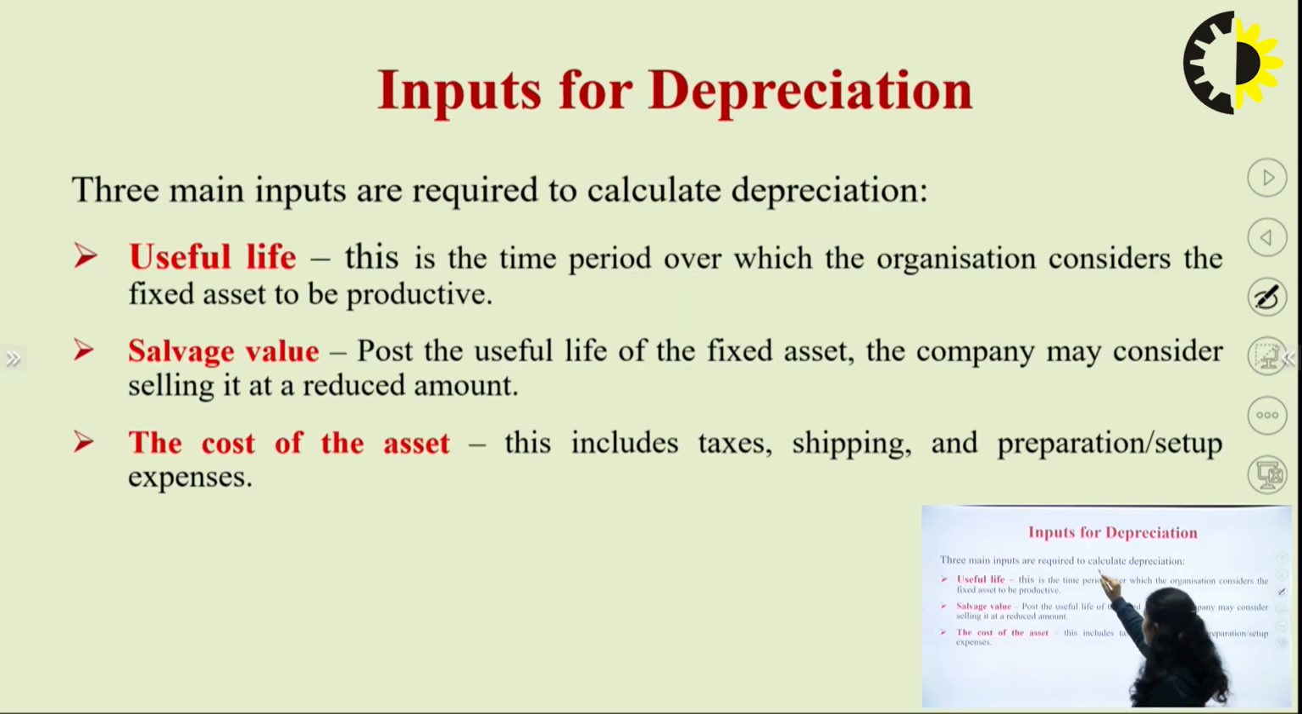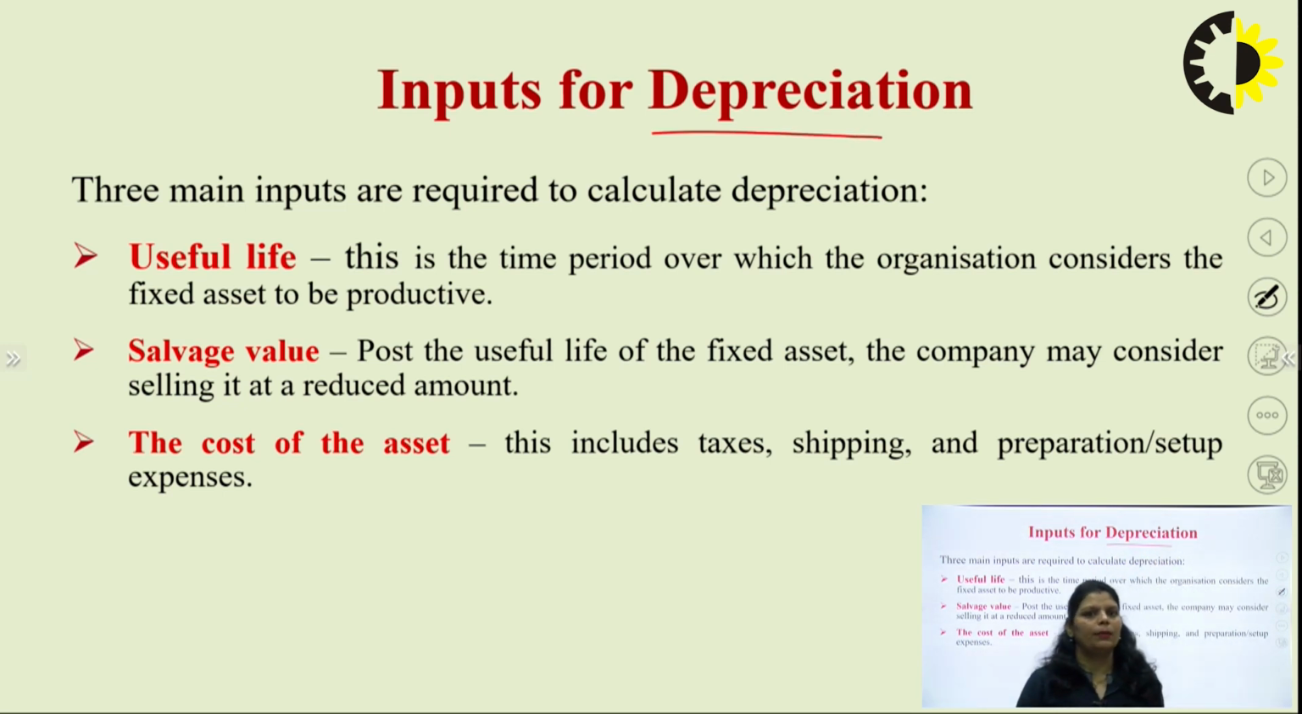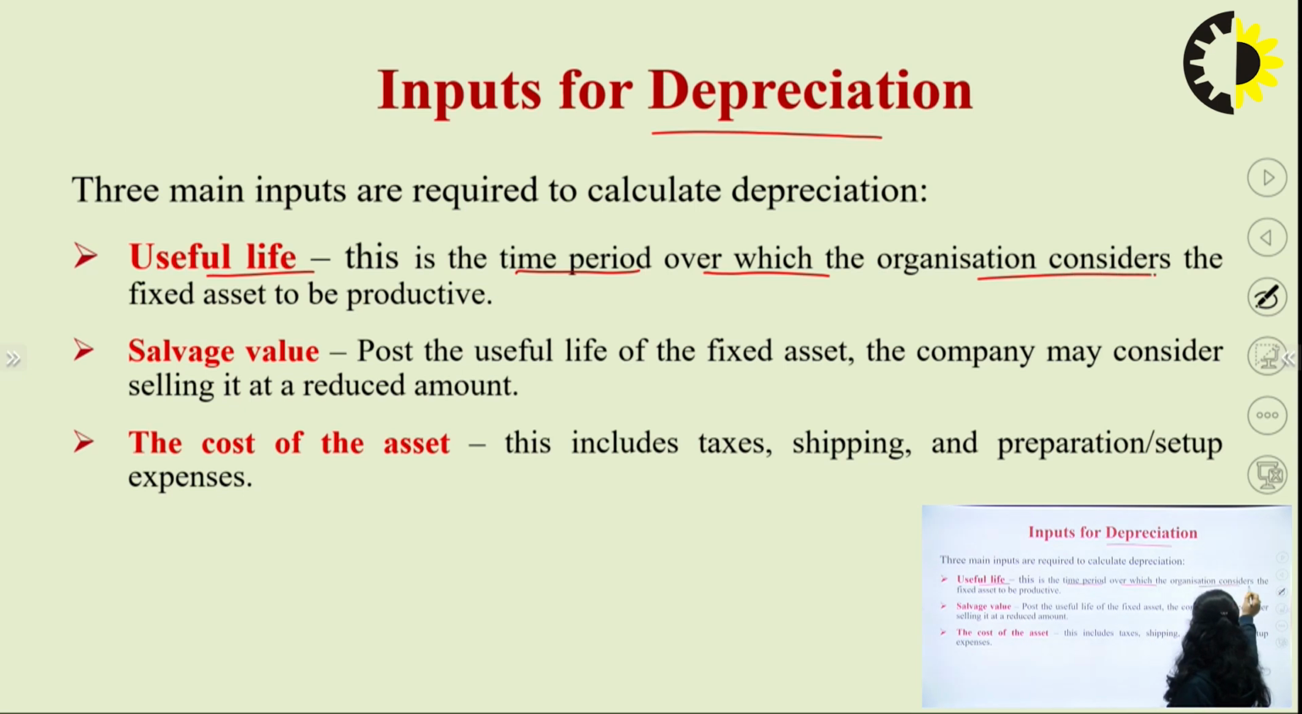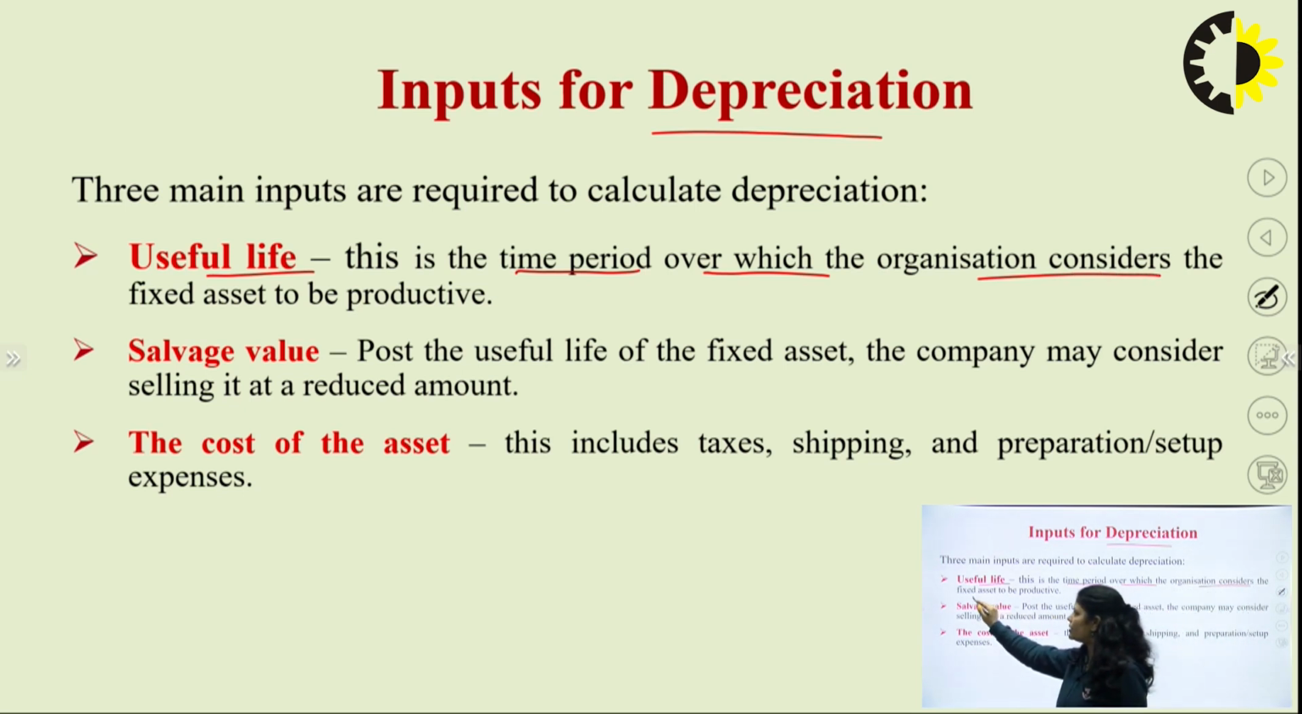Now we come to the inputs for depreciation. There are some inputs for depreciation. First we will use the term useful life. What is the meaning of useful life of a particular product? This is the time period over which the organization considers a particular asset or fixed asset to be productive in nature. That will be the useful life of that particular asset.